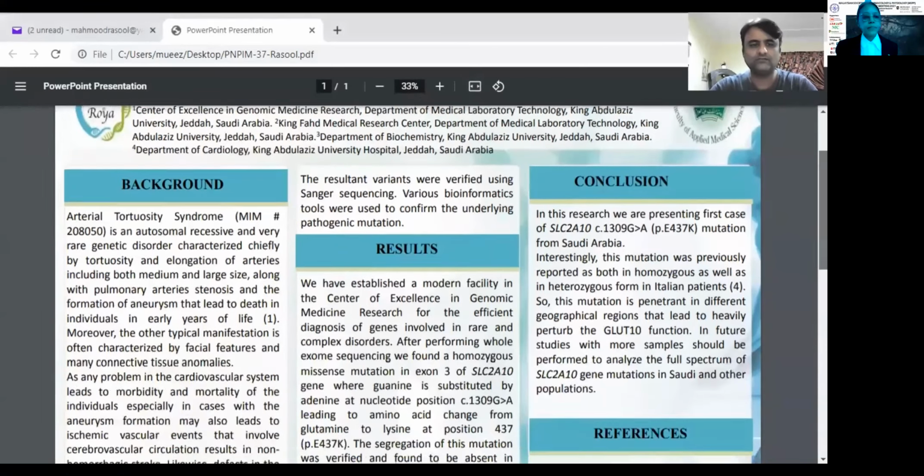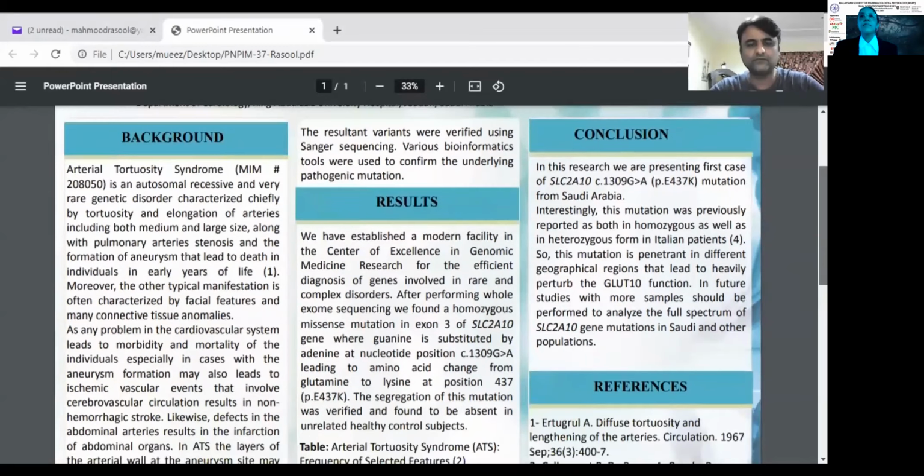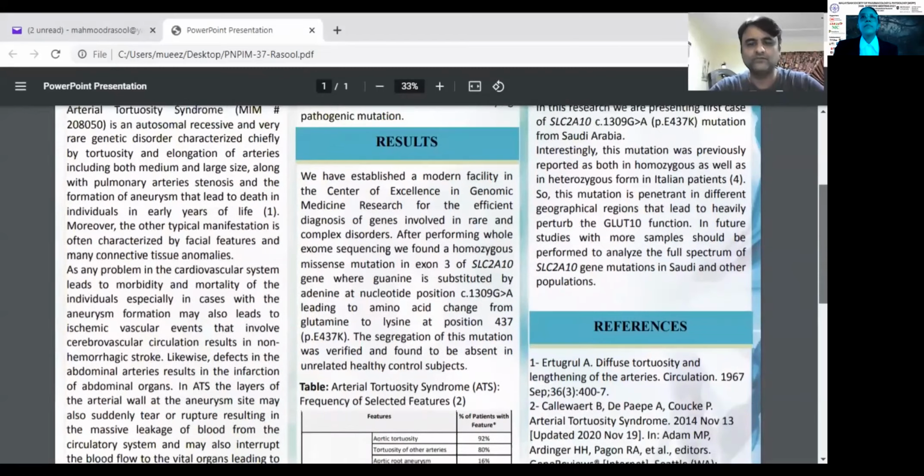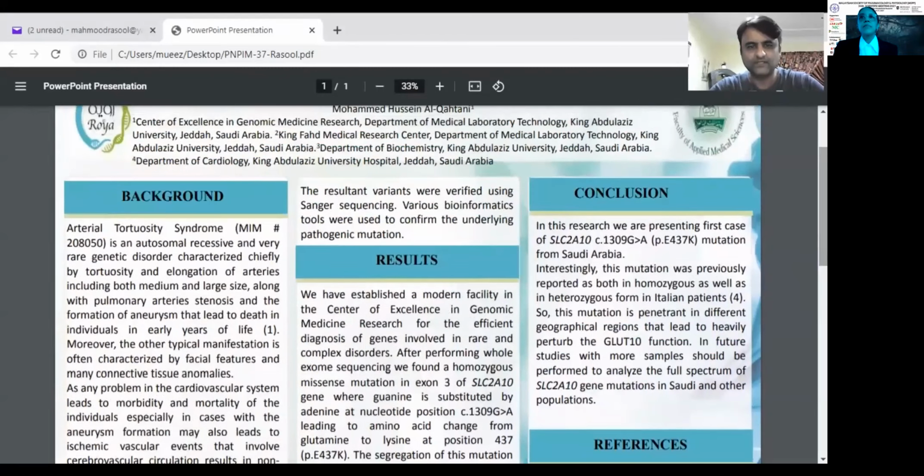Arterial tortuosity syndrome is an autosomal recessive and very rare genetic disorder. It is characterized by tortuosity and elongation of the arteries, including both medium and large size, along with pulmonary artery stenosis and the formation of aneurysms that lead to death in the early years of life. We collected the patient from King Abdulaziz University Hospital and did the genomic analysis using whole exome sequencing.